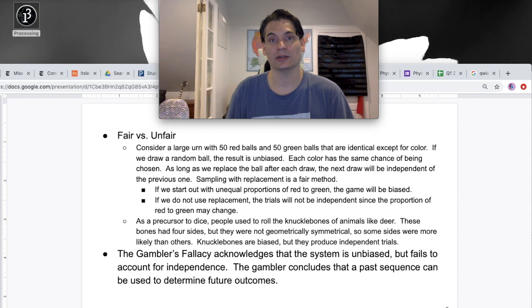So you can have scenarios where the game of chance is biased or unbiased. You can have games of chance where the trials are independent or dependent on previous examples. And for a game to be fair, you want it to be independent and unbiased.